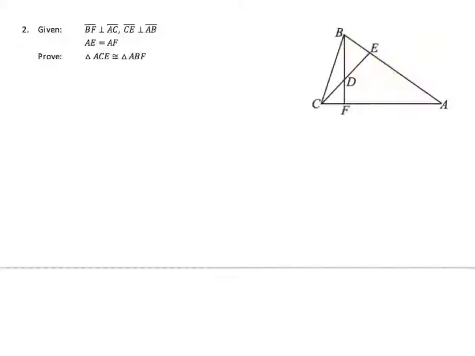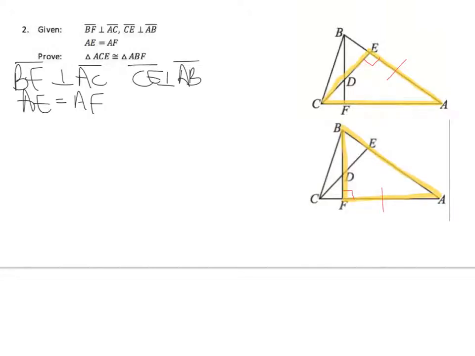Next, given everything you see, let's prove that triangle ACE is congruent to triangle ABF. Okay, so I've written everything that is given. In fact, I copied the drawing and highlighted the two triangles that we're trying to show are congruent. So we see everything we have here. We're trying to show the triangles are congruent.